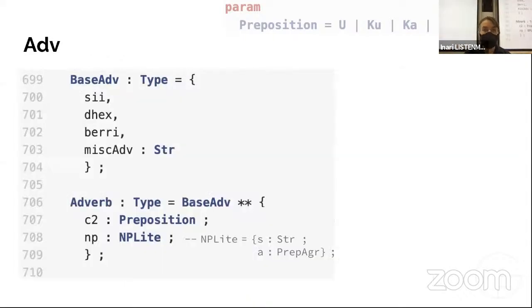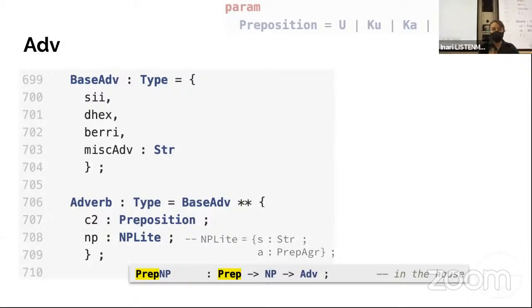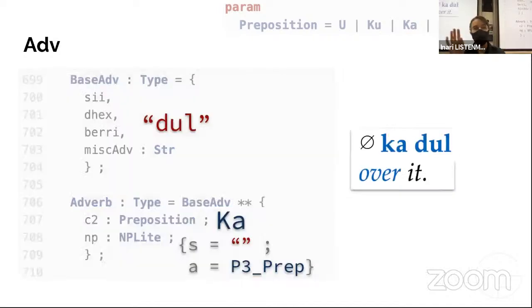Now let's look at the lincat of Adv. You remember when you apply a Prep to an NP, that becomes an Adv. The Adv has a slot for the prep in two places, the string slot and the parameter. It also has the slot for the NP that comes from Prep NP. But we don't need the full NP, so we've reduced it into something that has a string and a special agreement parameter called PrepAgr. So let's look at a concrete example.